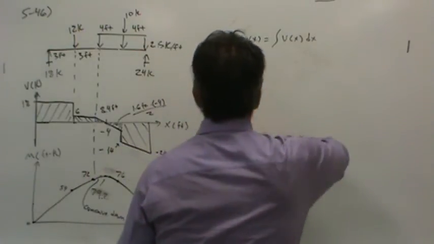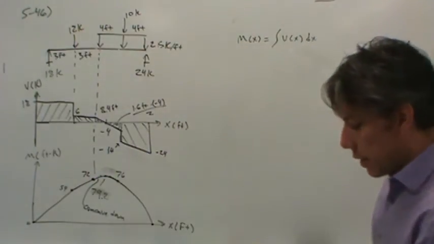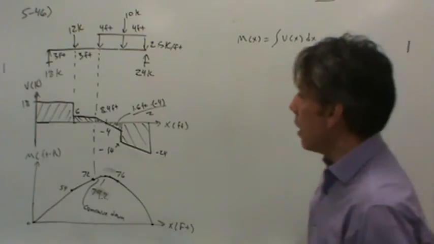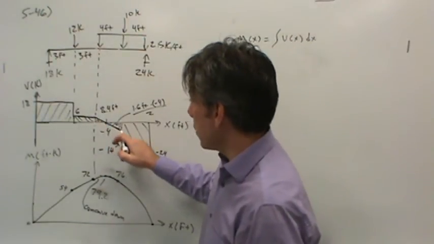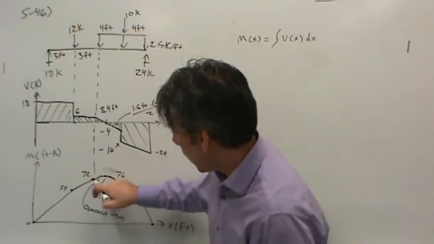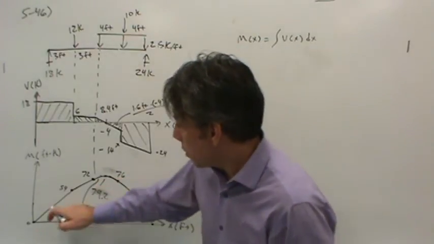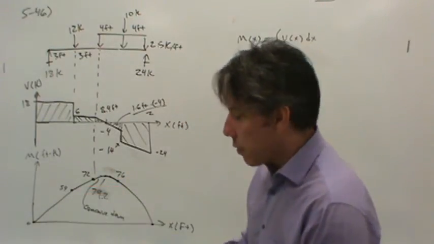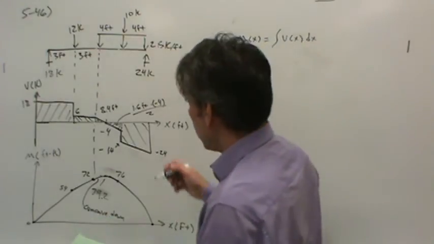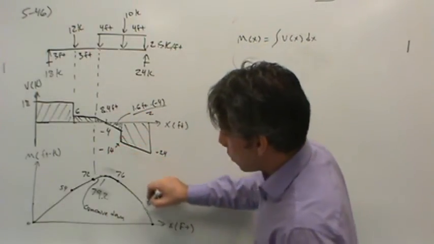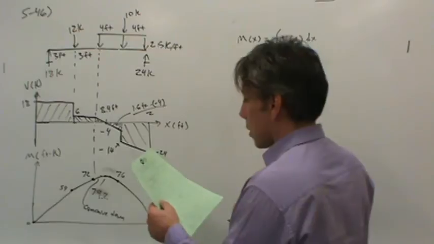Now, we still don't know all the details about these that we might like to know. For example, it would be nice to have an equation for this segment, and for this segment, and for these curved segments. The straight segments are pretty simple, so I won't bother with those. But I will work with this section where the moment diagram is curved.